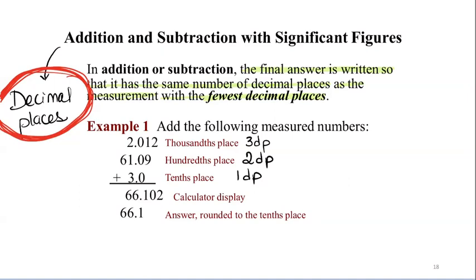In this case, it's represented by the fewest decimal places that I have in my measurements. So when I round my answer, it needs to be, as you can see, to the tenths place. In other words, 1 decimal place. I mention this because at times students say, oh, but you just have to look at sig figs. Hold on a minute. For addition and subtraction, we're looking at decimal places. So you go through your measurements, and the one with the least number of decimal places is the number of decimal places that you are going to round to.